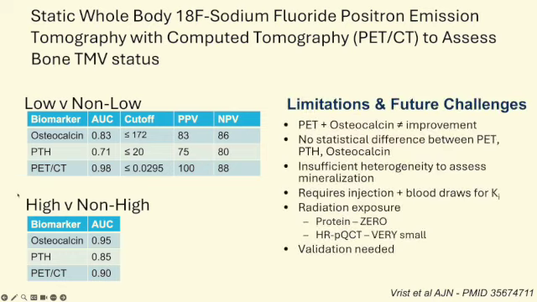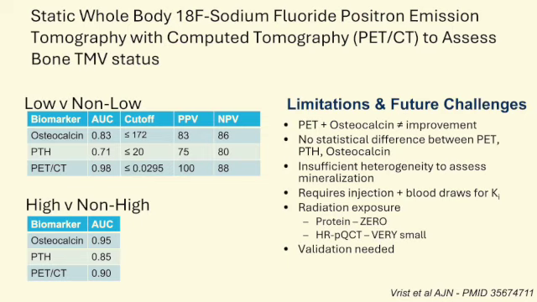But there were some limitations. So first of all, none of these were significantly different from each other. So really they all operated the same. When you combine PET-CT with a circulating bone biomarker, there was no improvement in the AUC. In terms of differentiating mineralization defects, there was no heterogeneity in the cohort because nobody had any mineralization defects.